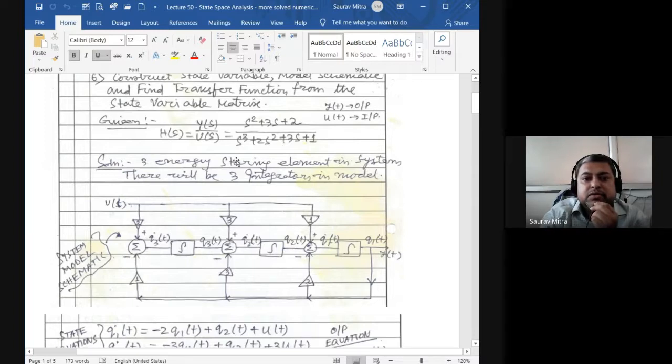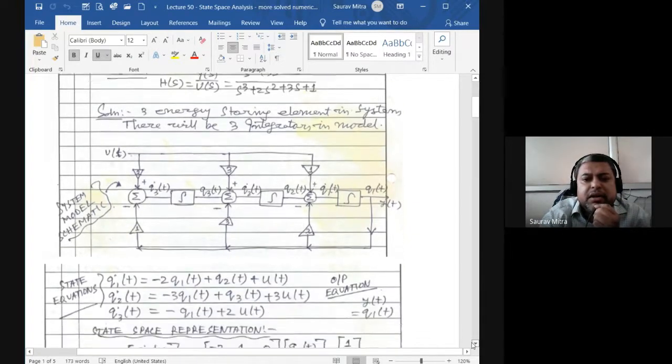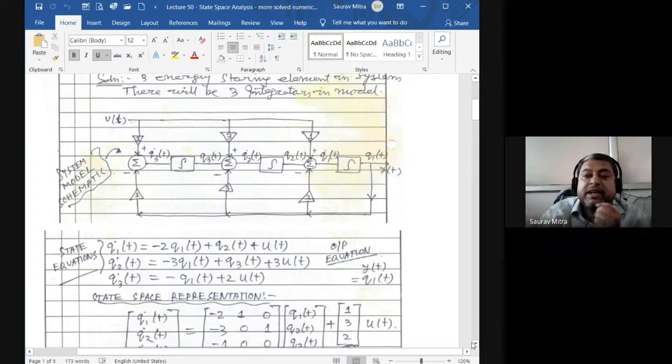On top also it is s square plus 3s plus 2, but while writing we write 2, 3s and s square. So whatever is given in the equation from left to right as coefficients, while putting it in the schematic form or companion form, the coefficients appear in the reverse direction. So this is how you have to remember. Now the companion form is drawn, and from here we can very easily write down the three state variable equations.